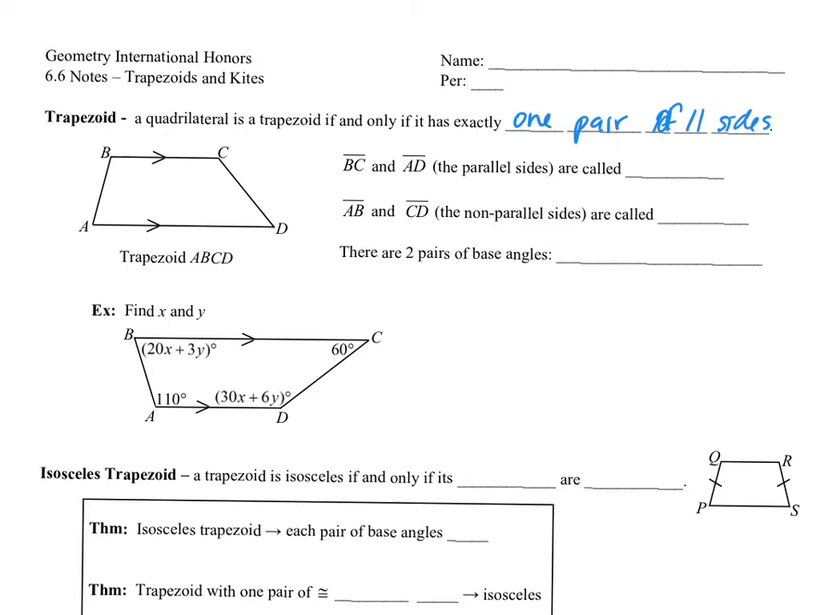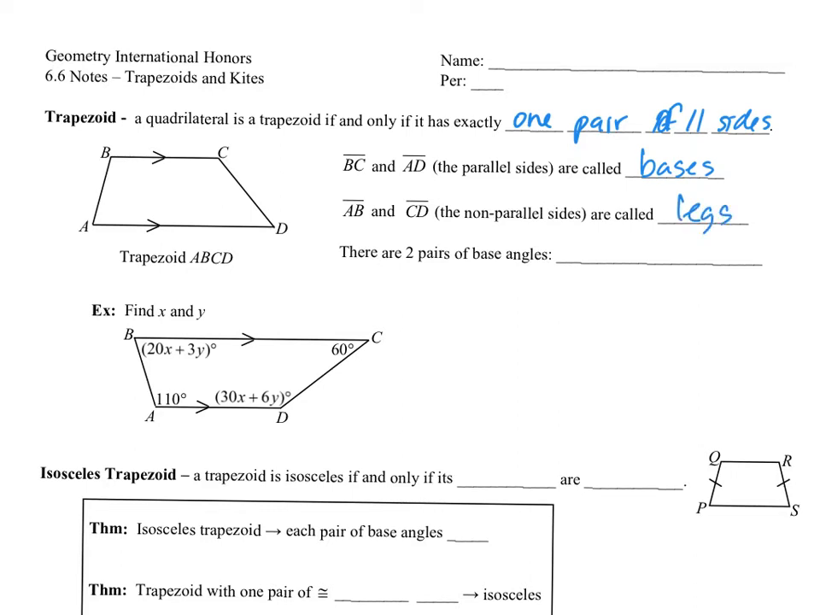Now, let's take a look at this trapezoid ABCD. We can see it has exactly one pair of parallel sides. It has four sides, so it is definitely a trapezoid. And let's identify some of the parts. Segments BC and AD, the top and the bottom of this trapezoid, are the parallel sides. Those parallel sides are called the bases. So whenever you're looking at a trapezoid, the parallel sides we call the bases. And the two sides that are not parallel, in this picture AB and CD, are always going to be called legs.